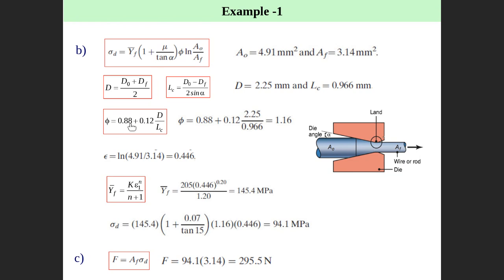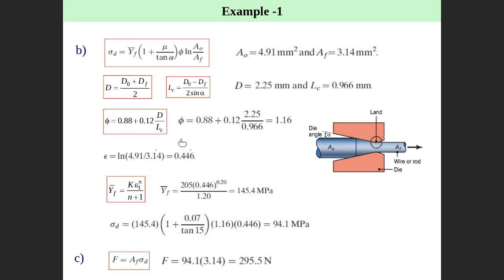Phi equals 2.88 plus 0.12 D divided by LC. We need to obtain D and LC. D equals (Do plus Df) divided by 2. LC equals (Do minus Df) divided by 2 sine alpha. He gave me Do, Df, and alpha, then you apply and get D and LC. Then you apply here and you get phi. Phi is obtained, right? Mu is given and alpha is given.